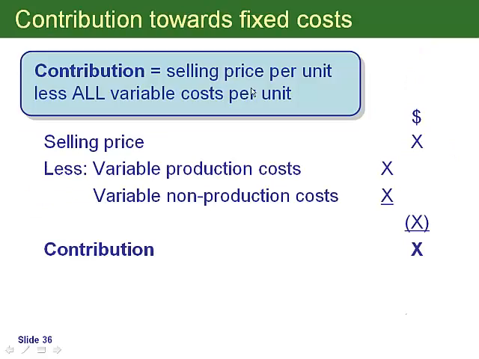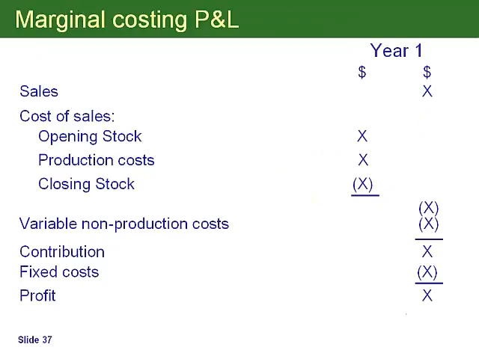Okay, so if we then look at the key aspects within the marginal costing, key term here is contribution. And what you should note here is that your contribution is your selling price per unit less all variable costs. So not just the variable production cost, but also the non-production, so your selling, distribution and admin cost. And that gets us down to contribution. So in our marginal costing income statement, you won't see gross profit. Instead, you see this contribution level. From there, we deduct our fixed costs and get to our profit.